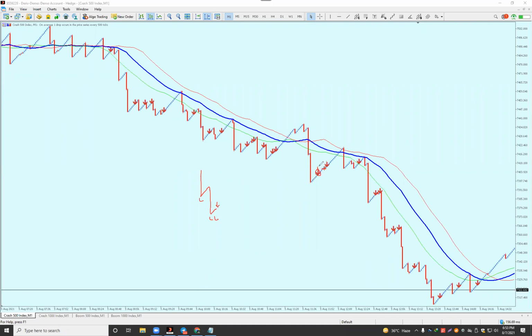Now, do this spike and this spike have a low or a lower low? No, it is a higher low. Okay, so this signal we are not taking. We will take the signal we get after this spike, if we are trading signal to signal.